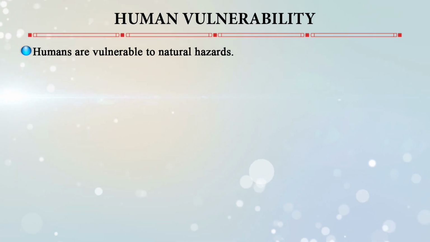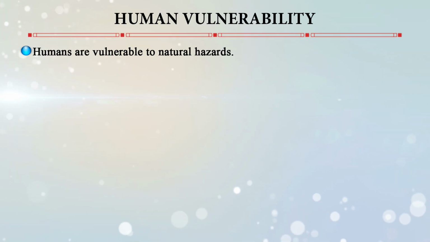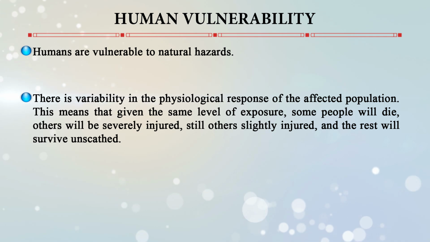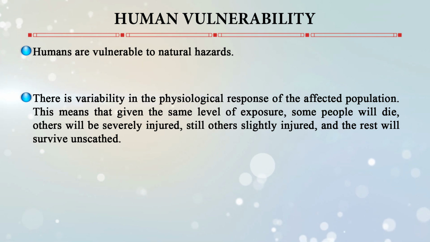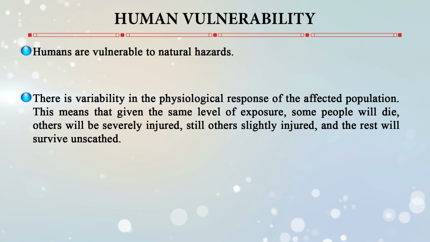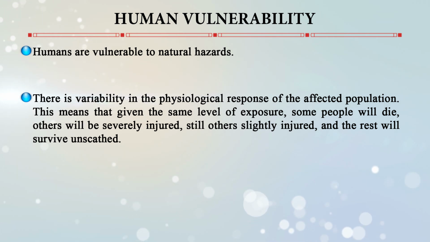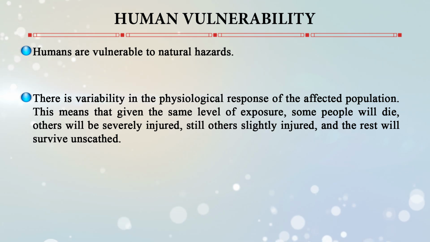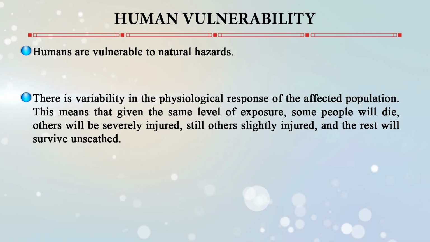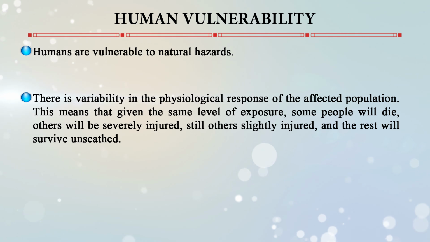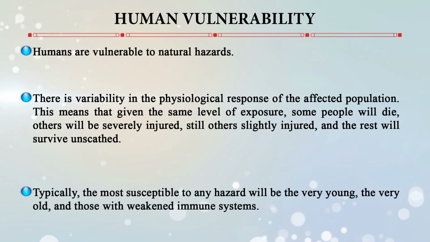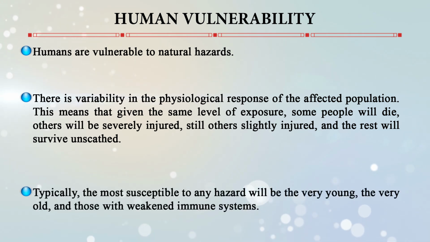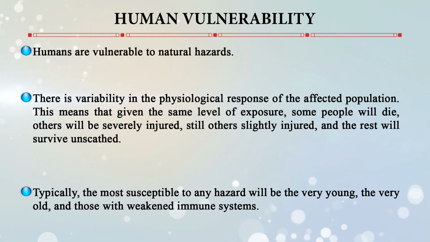The first includes human vulnerability. So, humans are vulnerable to natural hazards. There is a variability in the physiological response of the affected population. This means that given the same level of exposure, some people may die, others may be severely injured and still others slightly injured, and maybe the rest will survive without any problem. Typically, the most susceptible to any hazard will be the very young, the very old and those with very weak immune systems.